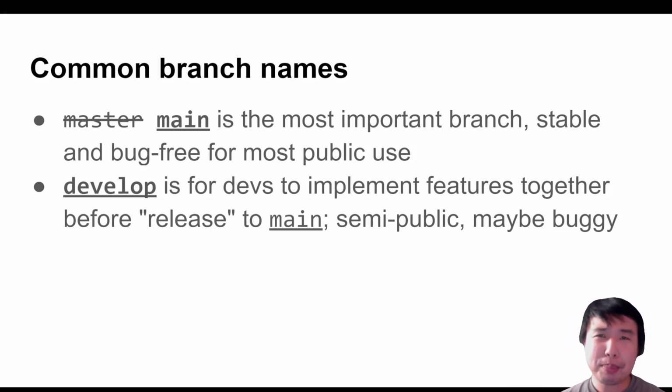If you're a developer or you're just a hardcore nerd and you want the bleeding edge alpha beta version of some software, you might check out the develop branch, but it might be kind of buggy, might be kind of broken, stuff like that.